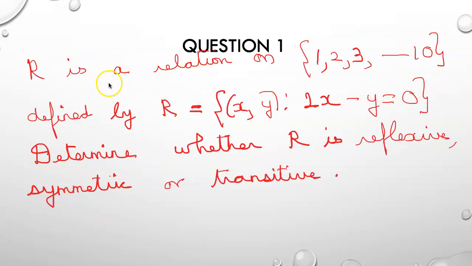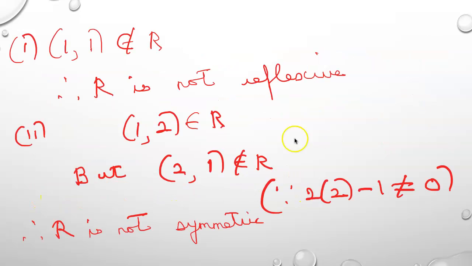Coming to questions. R is a relation on 1, 2, 3 up to 10, defined by R is the set of all elements (x, y) such that 2x minus y is 0. Determine whether R is reflexive, symmetric or transitive. Now (1, 1) does not belong to R because 2 minus 1 is not 0. So R is not reflexive.